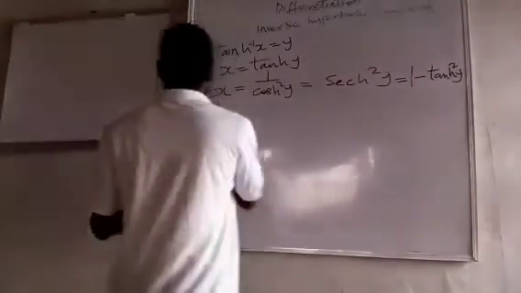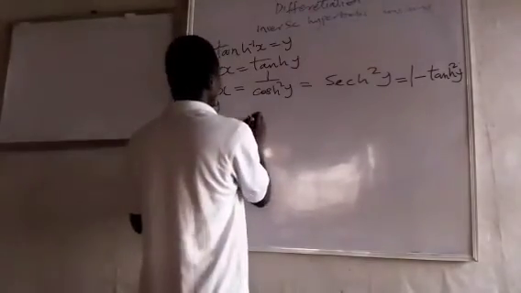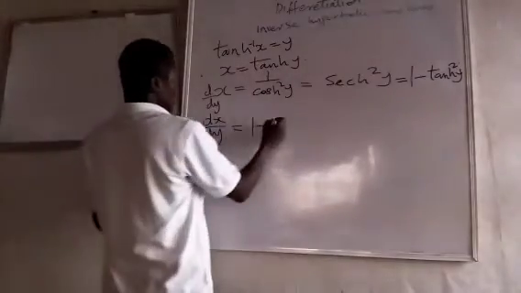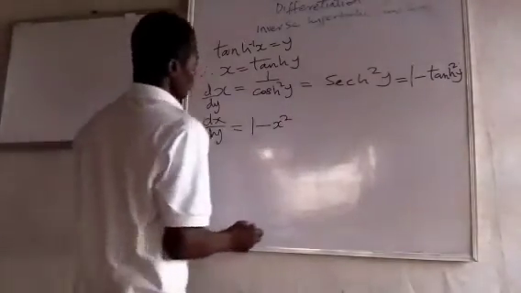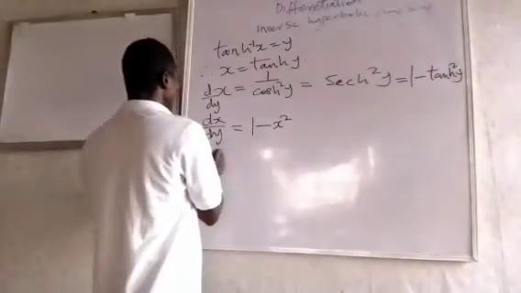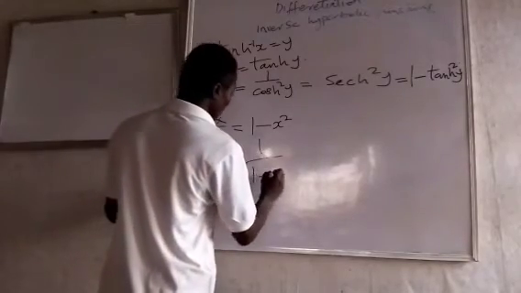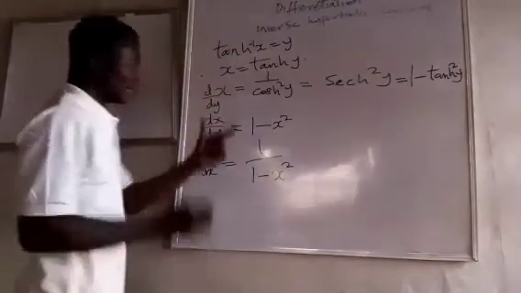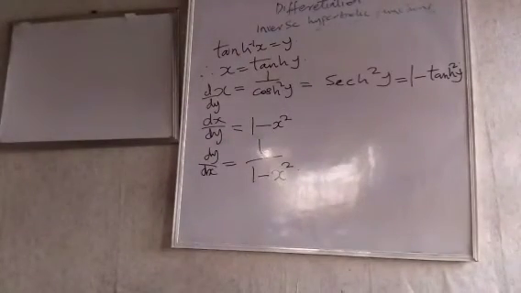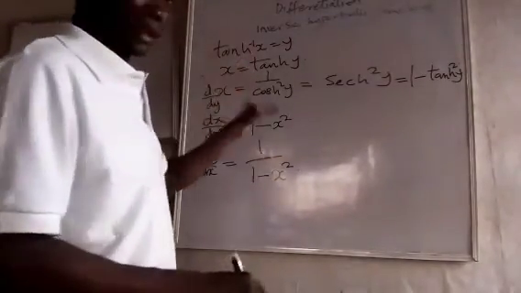So, dx dy is equal to 1 minus tan square y, which is x squared. You can see. So it's very, very easy and simple from here. So we can now say dy dx is equal to 1 over 1 minus x squared for tan x. So from here, we are still in the basics of differentiation.